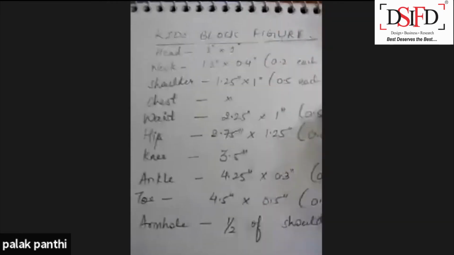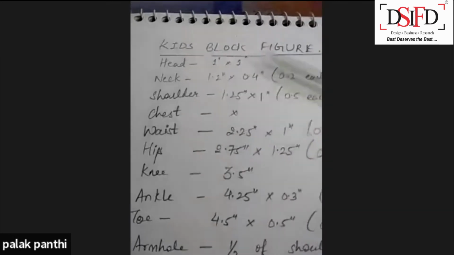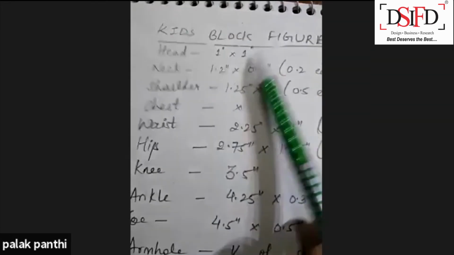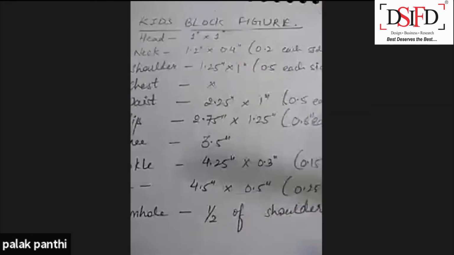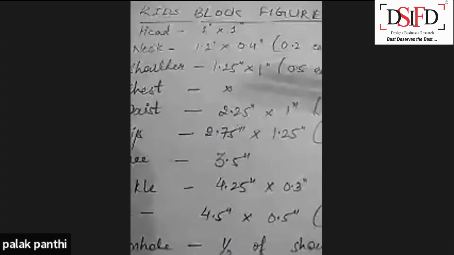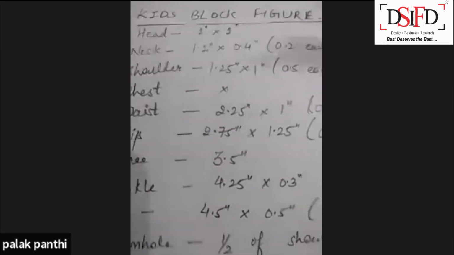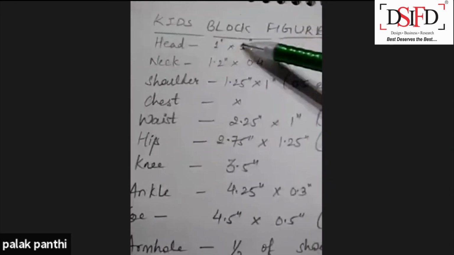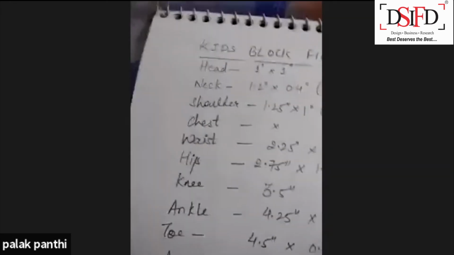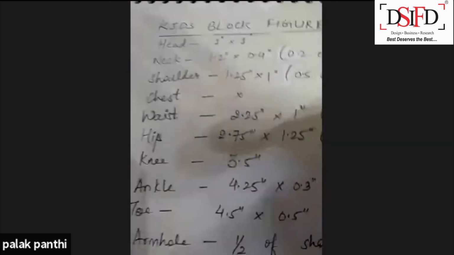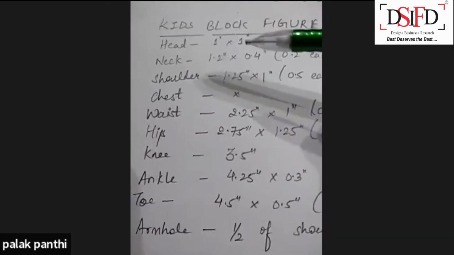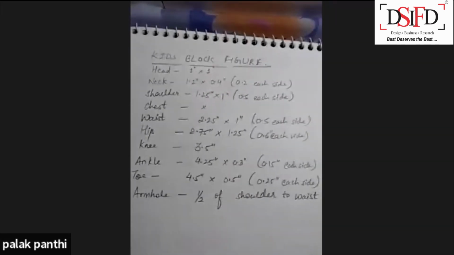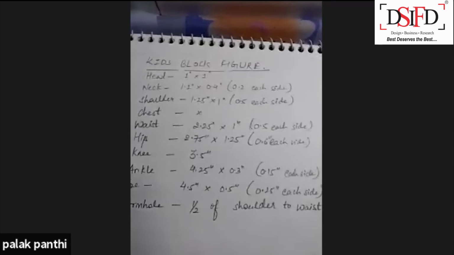So I'll explain you how these measurements are written. Like suppose I've written head one by one. All these measurements are in inches. Remember that these are in inches, not in centimeters. One by one means one is the length, one is the broadness of the head, the face. So you can note it down.